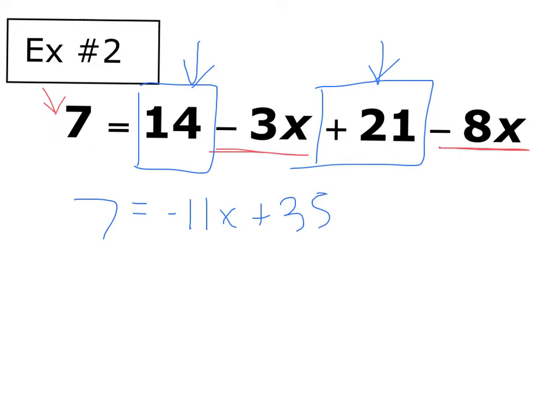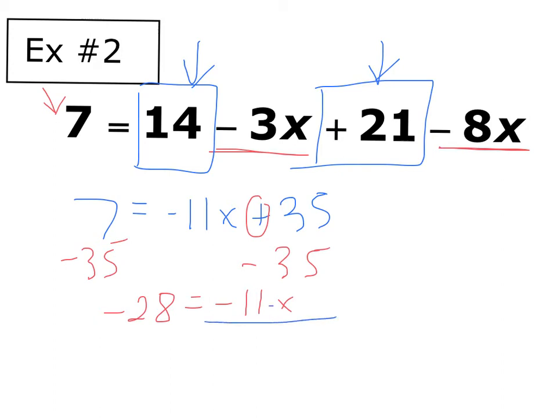Okay, so now you're to your two-step equation again, and you want to undo addition with subtraction. And our 7 minus 35, if you type that in your calculator, you'd get negative 28, and that equals negative 11x. And then, of course, our last step, like we normally would do, is to undo that multiplication with division. And our 11's cancel out.